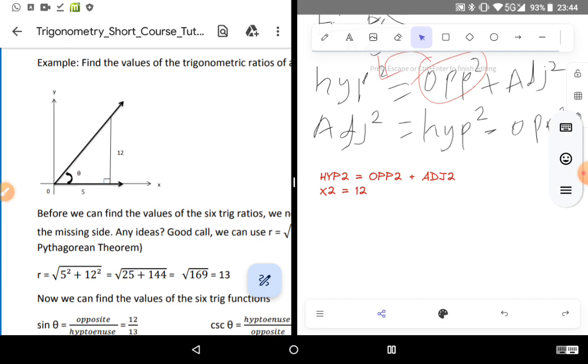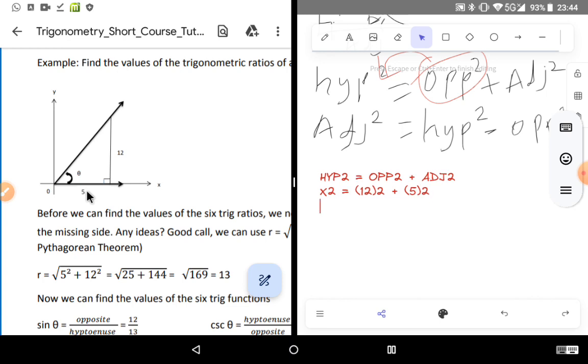Then we say 12 square plus, then the adjacent, which is what we have here, that is 5, then plus 5 square.